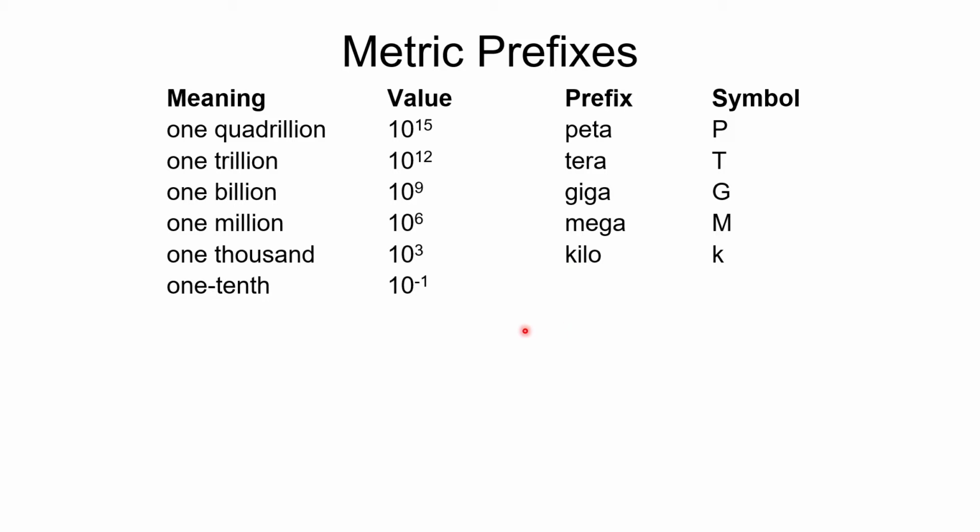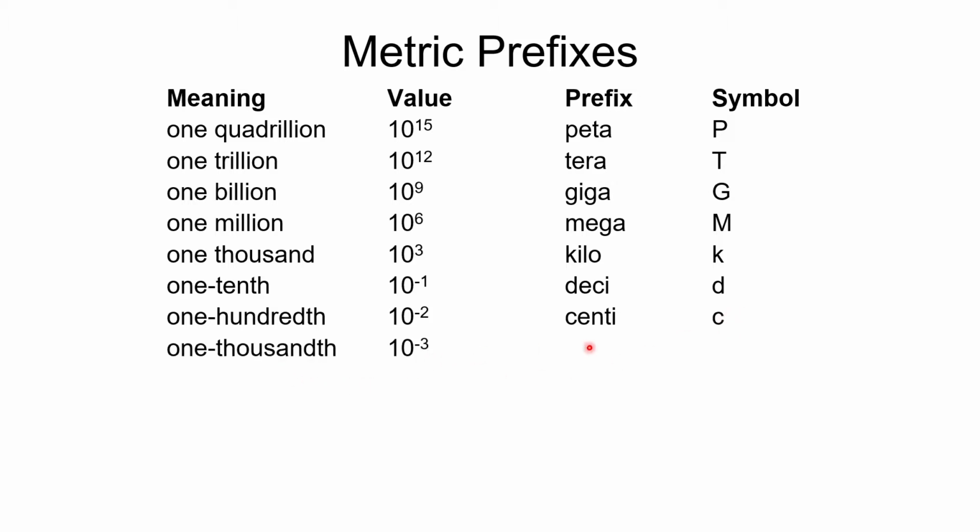When we get to less than 1, we'll get 1/10. We use deci, so lowercase letter d for deci. For 1/100th, we'll use centi. This should be things that you're quite familiar with. So centi. 1/1000th is milli.